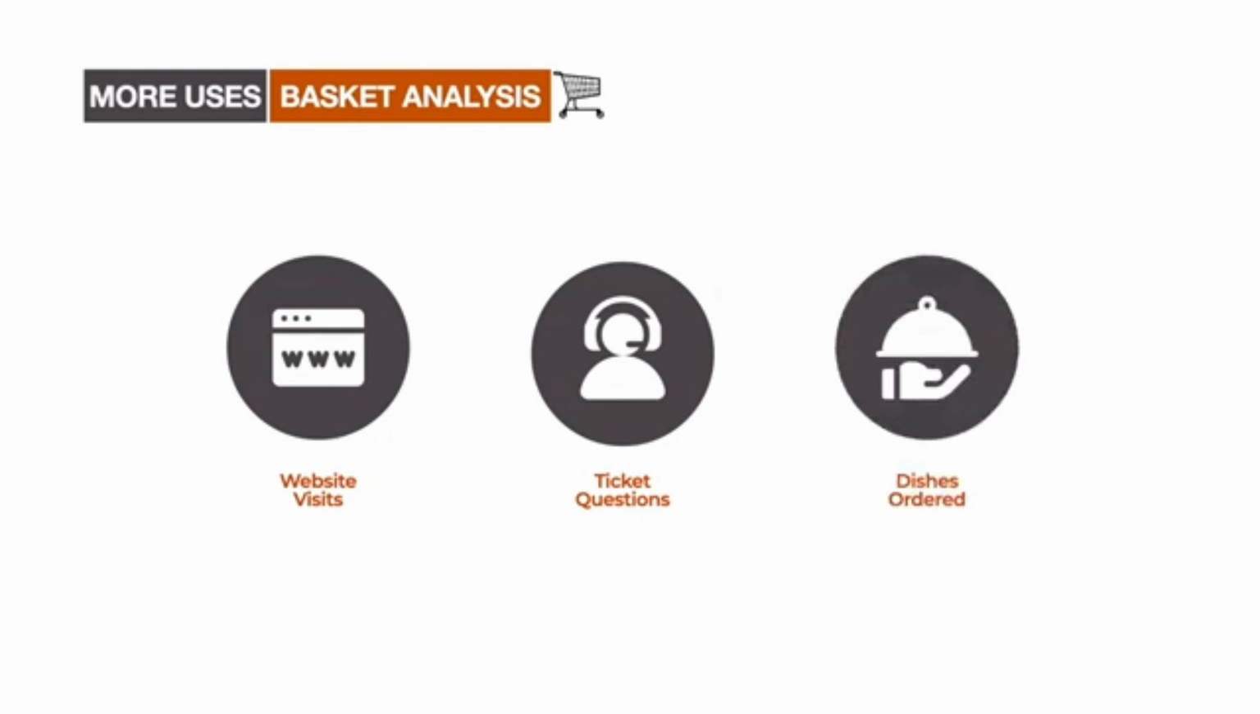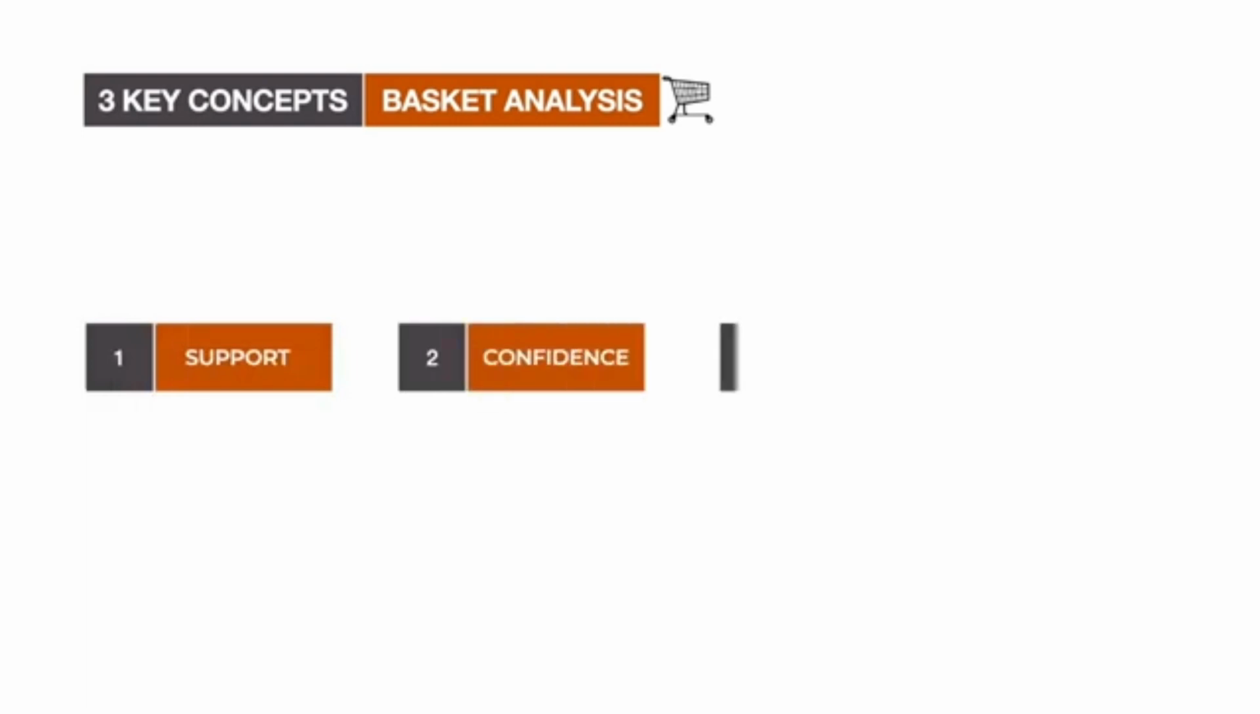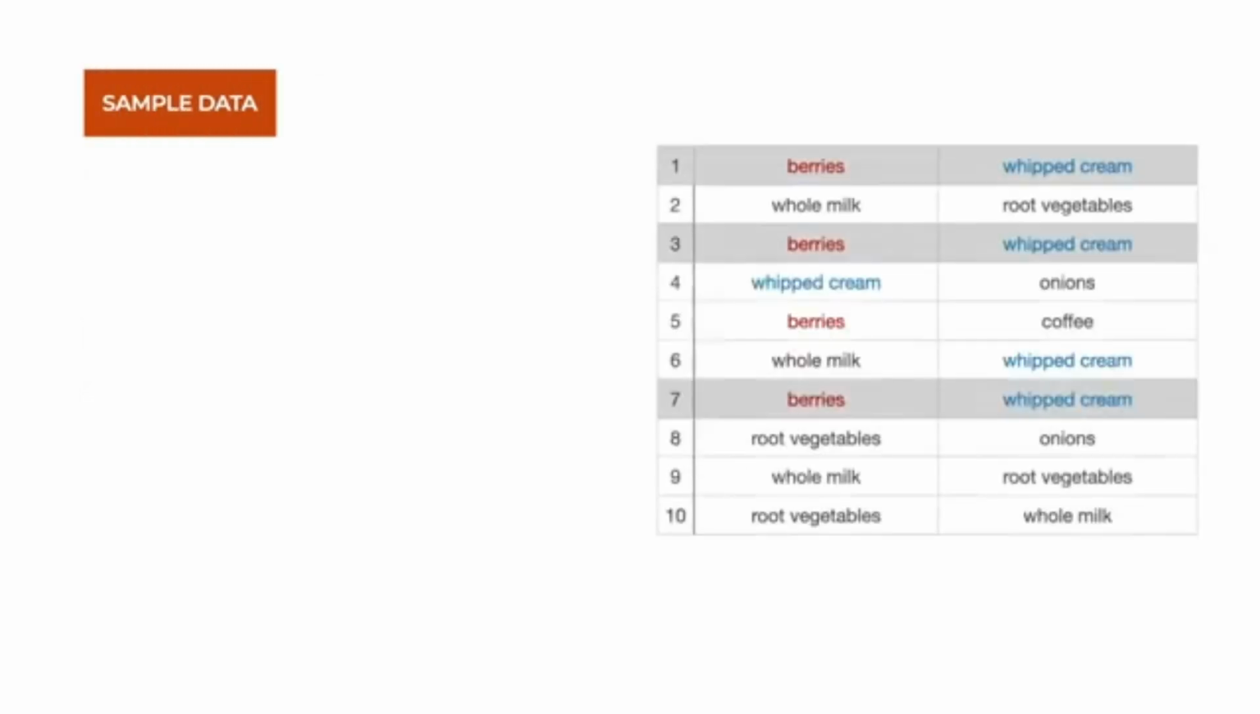So before we start performing the basket analysis in Power BI, there are three key concepts that are necessary to understand. Number one, support. Number two, confidence. And number three, lift. In order to understand these three key concepts, we will be using the following sample set of 10 transactions from a grocery store.